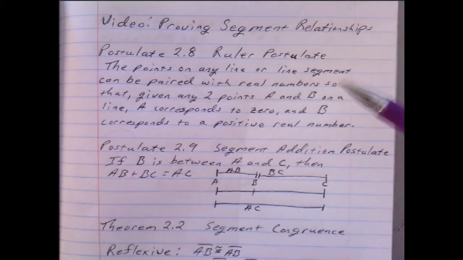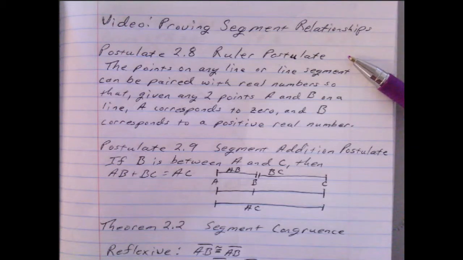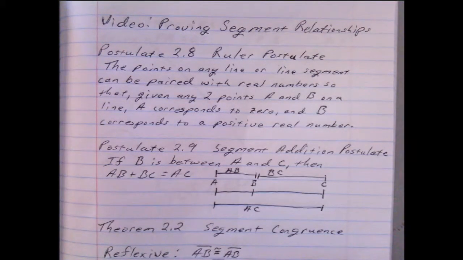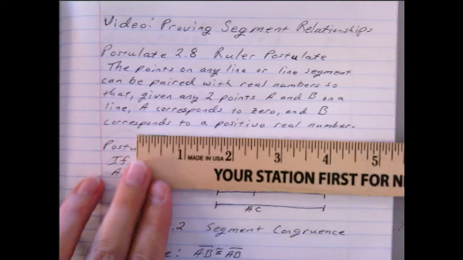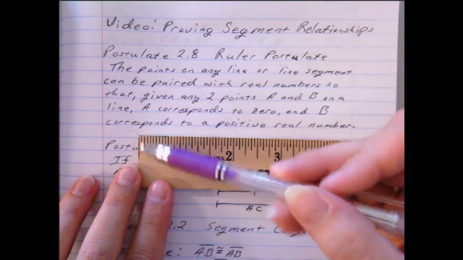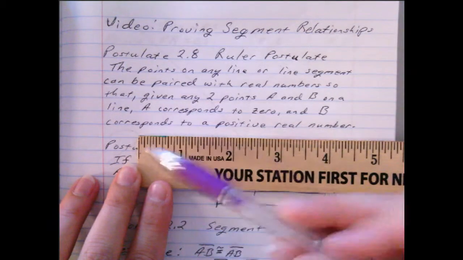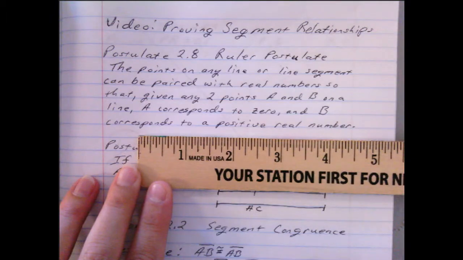So our postulate, we have 2.8, which is the ruler postulate. And that just tells us that the points on any line or line segment can be paired with real numbers, so that given any 2 points A and B on a line, A corresponds to 0 and B corresponds to a positive real number. And so what that's saying is if we have two numbers on a number line, we can put our ruler so that 0 lines up with 1 point and then the other one is somewhere a positive number on that ruler.